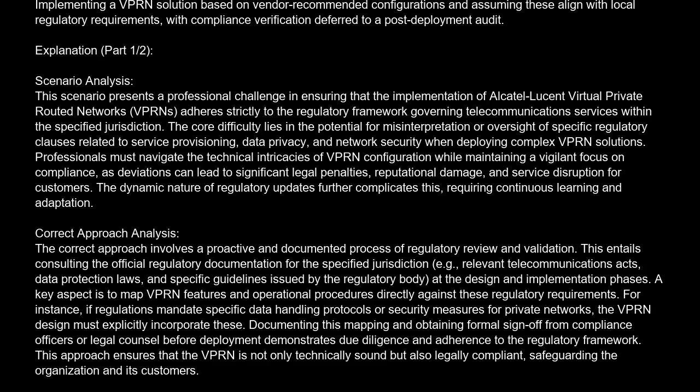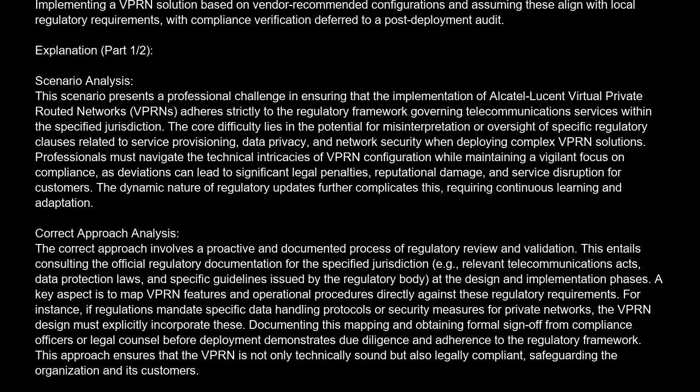Professionals must navigate the technical intricacies of VPRN configuration while maintaining a vigilant focus on compliance, as deviations can lead to significant legal penalties, reputational damage, and service disruption for customers. The dynamic nature of regulatory updates further complicates this, requiring continuous learning and adaptation.